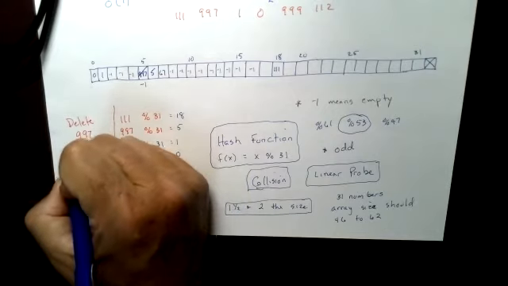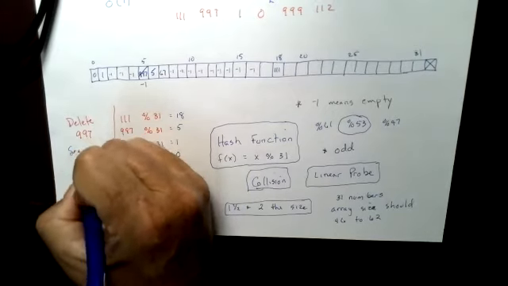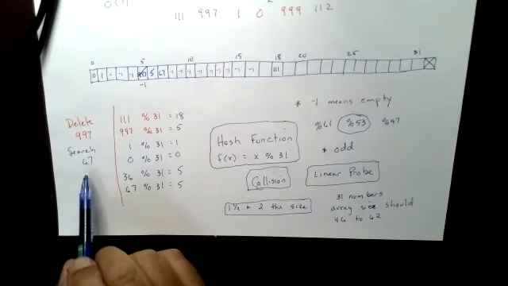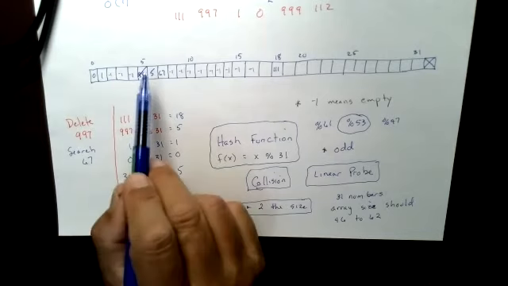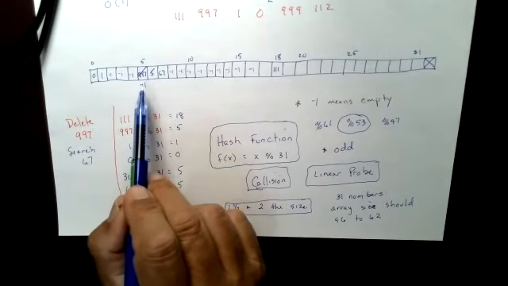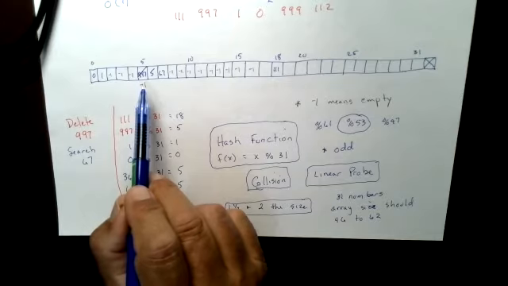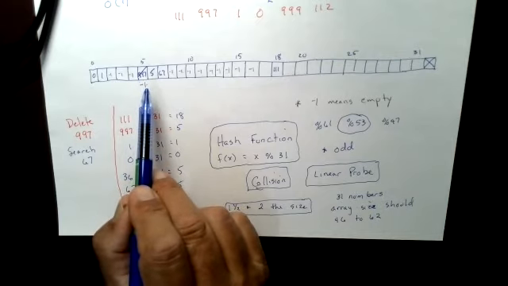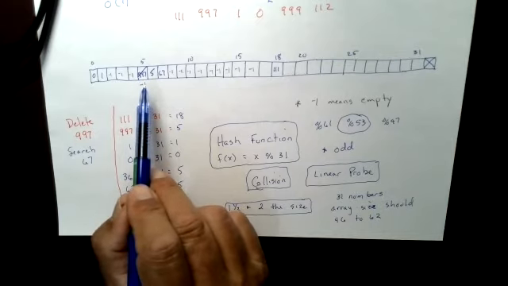Now I'm going to say, okay, I just did a delete of 997. I need to do a search for 67. Is 67 in there? Well, what's 67 mod 53? That's 5. I go to 5 and, uh-oh, it's empty. Crap. Because if it's -1, that means I'm done. So we have a problem.